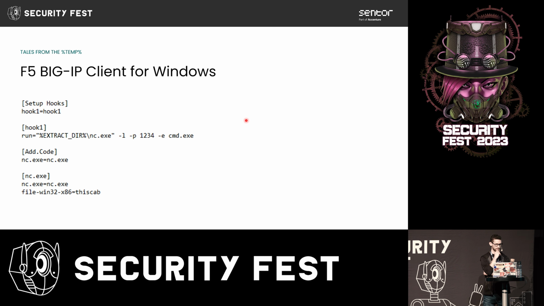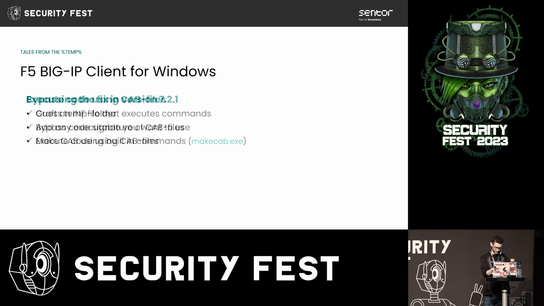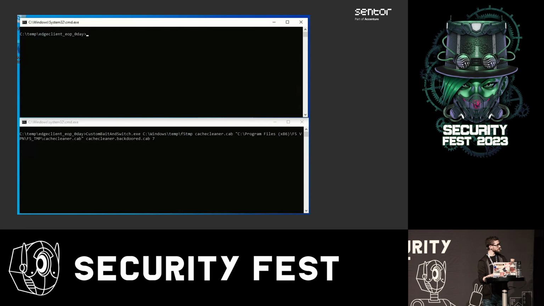I have a simple CAB file with netcat, and the INF file defines a setup hook that just uses netcat as a bind shell. I craft that INF file, add the netcat exe, and just make a CAB from that content. Okay, now we have everything we need to exploit this bug. So this is how it looks.